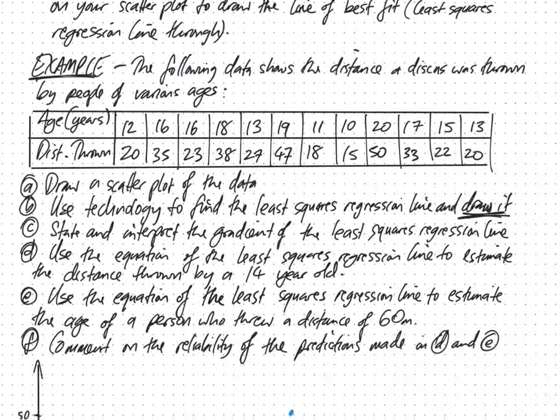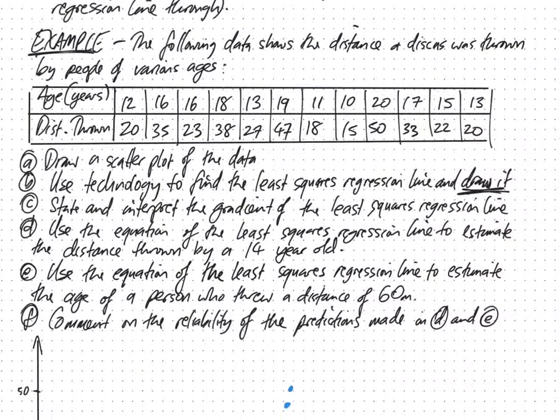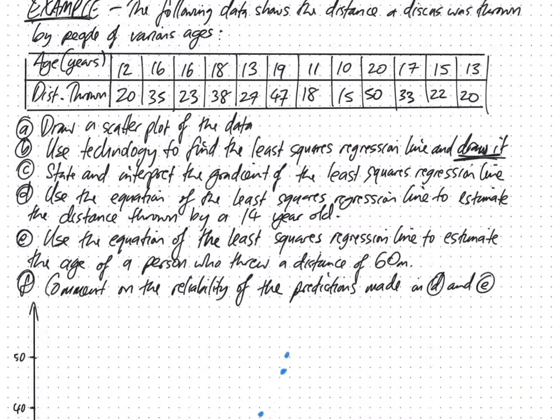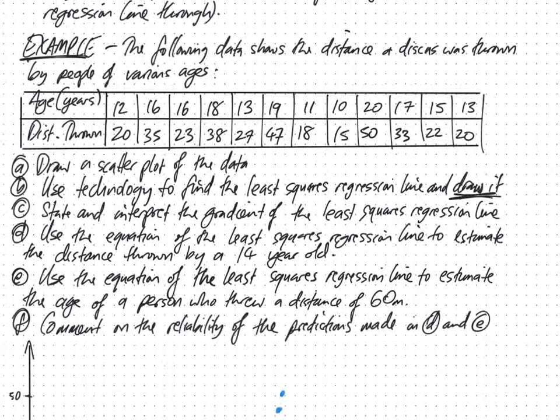So let's do an example. The following data shows the distance a discus was thrown by people of various ages, so the same example as we've done previously. I've pre-put the data in, so you don't need to listen to me putting data in. I've also plotted the points, so the scatter plot of the data has been drawn. But this is what's new. Use technology to find the least squares regression line and draw it.